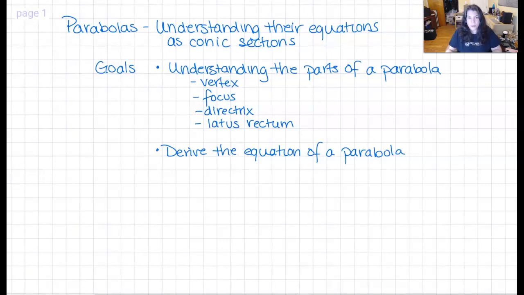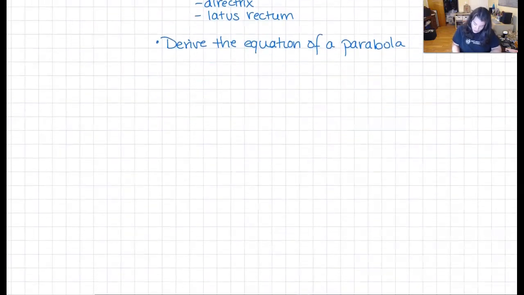So we're going to look at the parts that make up the parabola. You know about the vertex, but we may not know about the focus, the directrix, and the latus rectum. But once we know about those parts and how they all fit together, then we'll be able to derive the formulas for the parabolas. So let's first look at the definition of a parabola, because the definition is what's going to help us derive the formulas.